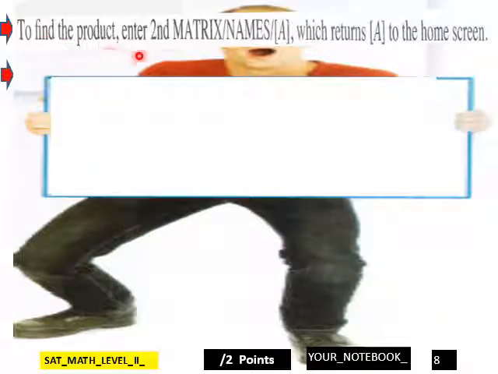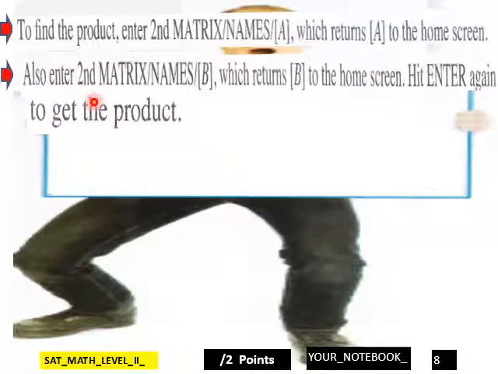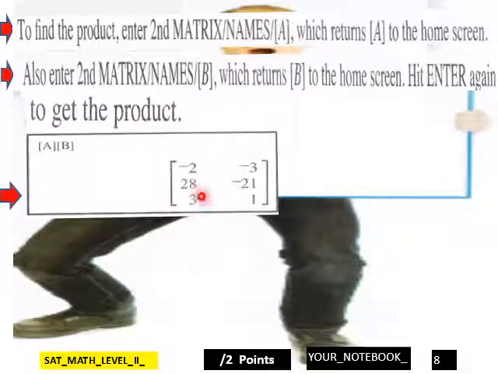To find a product, enter second matrix names A, which returns A to the home screen. Also enter second matrix names B, which returns B to the home screen. Hit enter again to get the product. And then here's your product: -2, -3, 28, -21, 3, and 1.